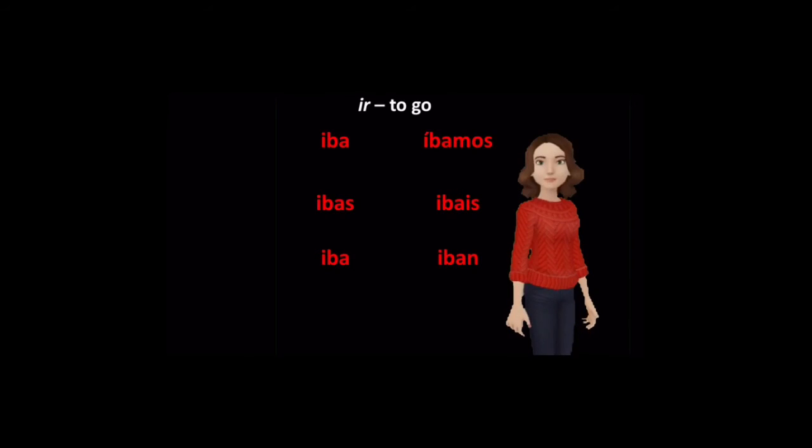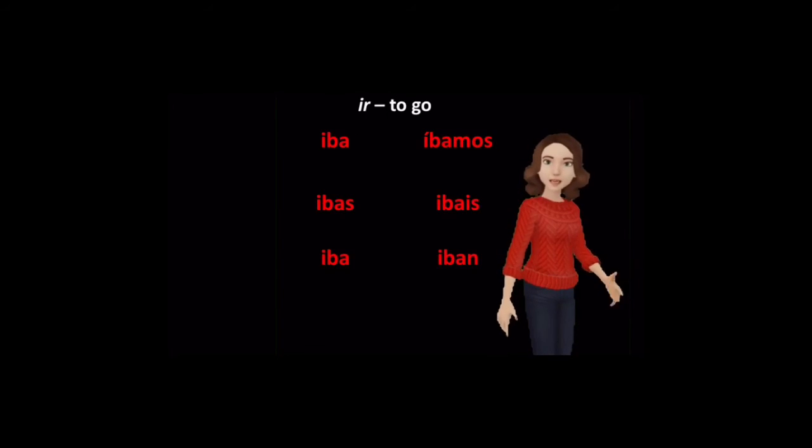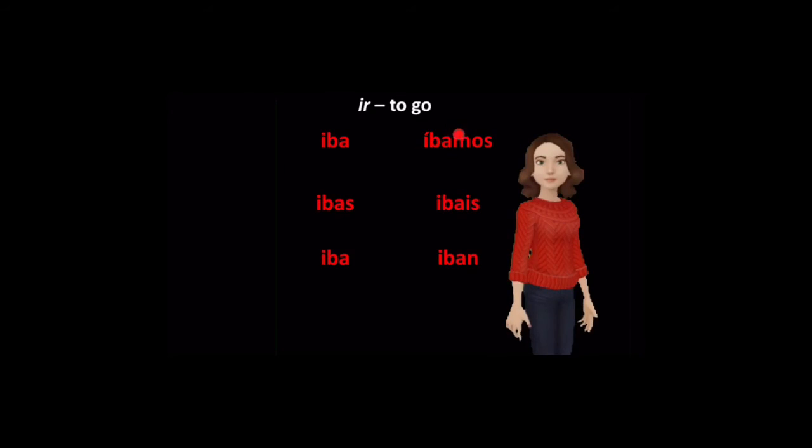The second irregular verb in the imperfect tense is the verb ir, which means to go. Ir is conjugated in the following way in the imperfect tense. Iba, ibas, iba, íbamos, ibais, and iban.